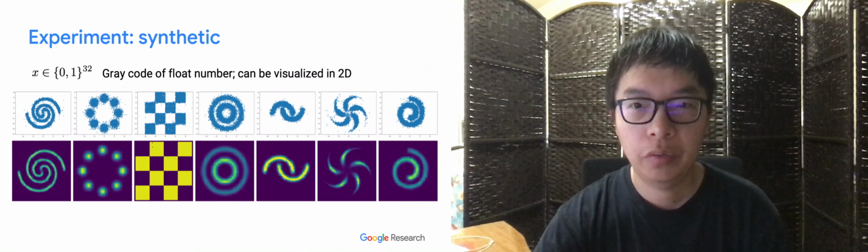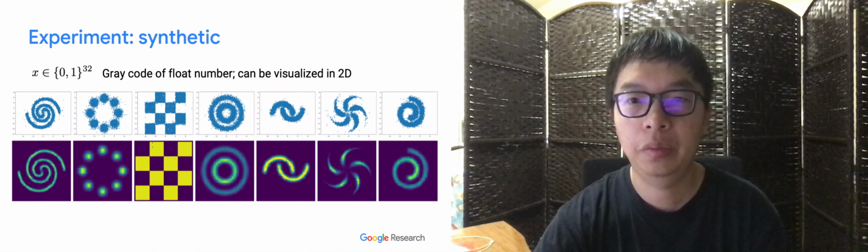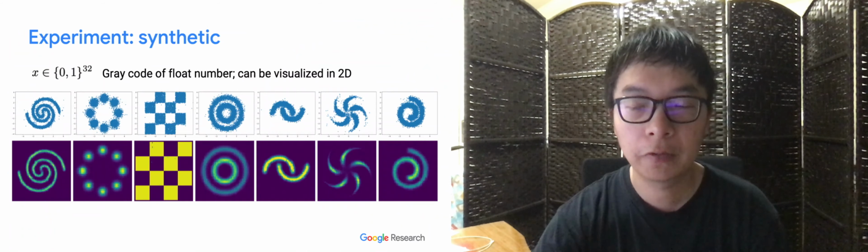We first present our experiments on synthetic data. Note that for visualization purpose, we use gray code to represent the binary discrete data and convert them into 2D space for visualization. One can see that our approach can almost perfectly recover the ground truth distribution.